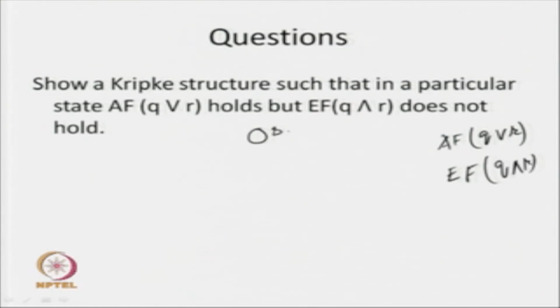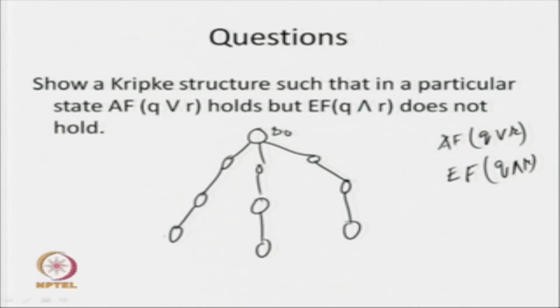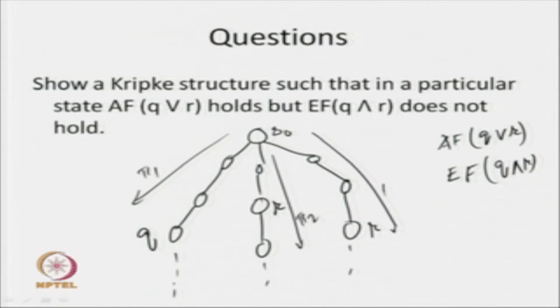Now, just look at this particular model, say S0. We have three possible paths. We have three execution traces from S0. This is the first path, say pi 1, this is the second path pi 2, and this is the third path pi 3. If you follow the first path, we get one state in future where q is true. So I can say that q or r is true in this state.